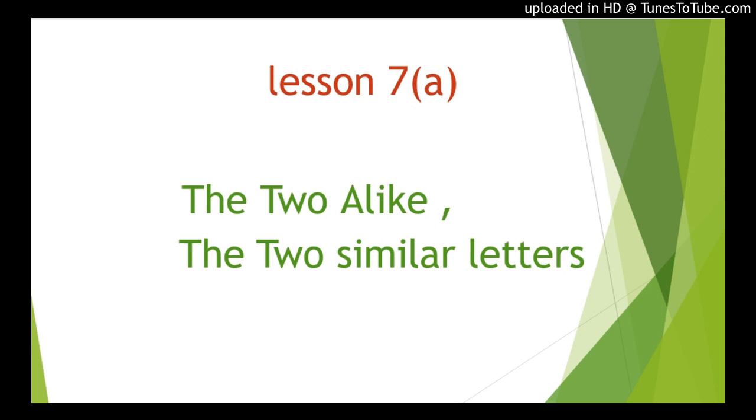What is the ruling about that? If we have two identical letters, we have to first check on the vowels. If the first one of them is sakin and the second is voweled, in this case we call it المتماثلان الصغير, or the small alike, when the first letter is sakin and the second letter is voweled. And in this case, we should apply idgham.